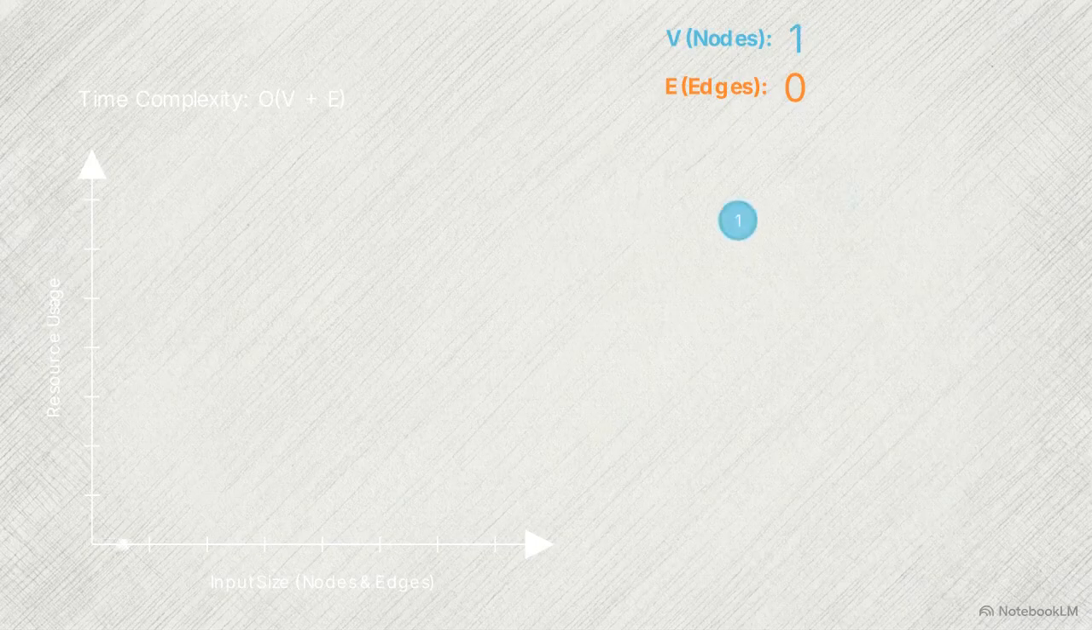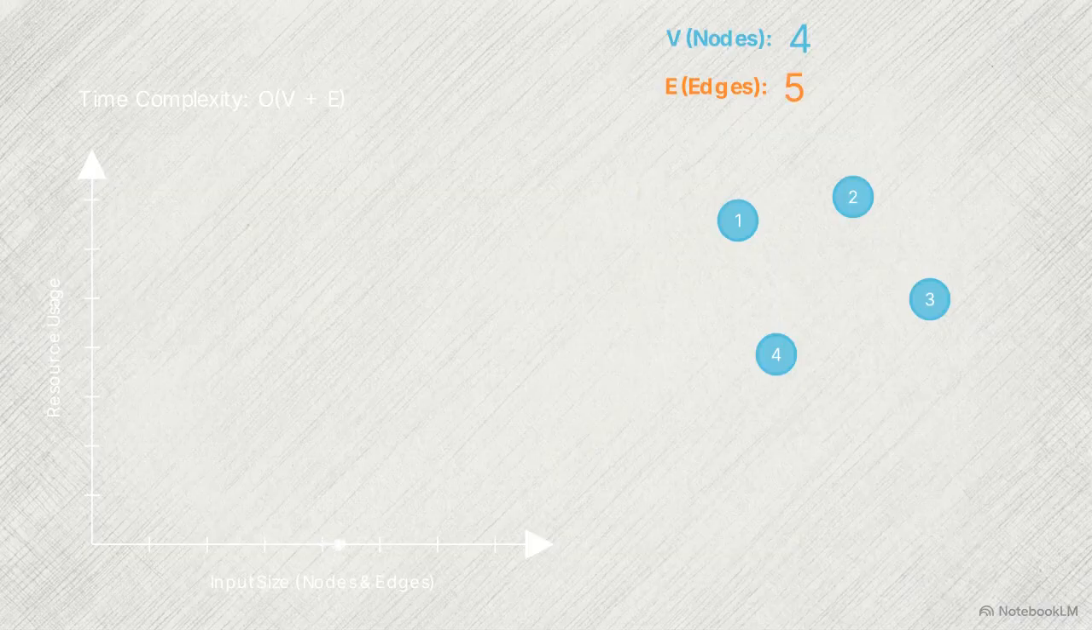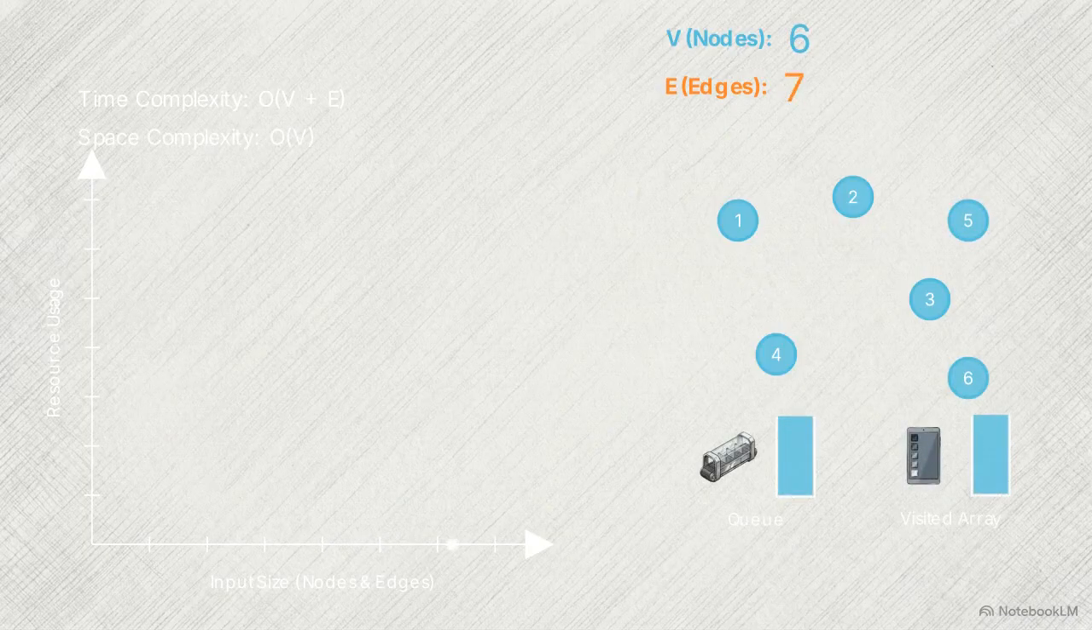The time complexity is O(V + E). Every node and every connection in the graph is processed exactly once. The space complexity is O(V). The memory used by the queue and the visited array grows in a direct, linear relationship with the number of nodes.